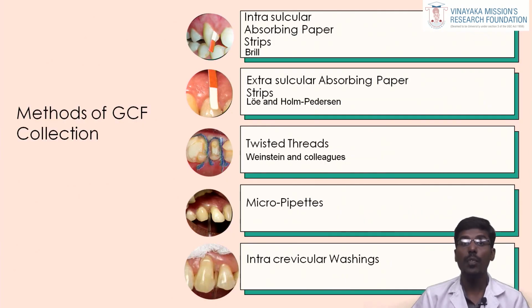Now, coming on to various methods of the GCF collection. There are various methods of GCF collection like the paper strip method, twisted threads, intracrevicular washings, and the microcapillary pipettes. Among the paper strip method, there are two mechanisms. The one is the extracrevicular, the second one is the intracrevicular method. Now let us see these methods in detail.